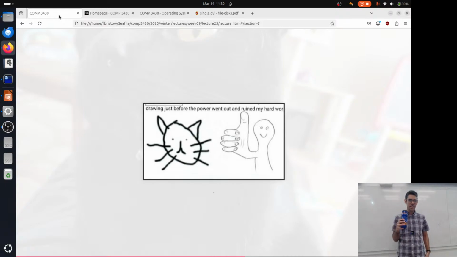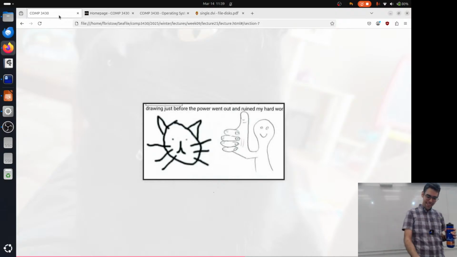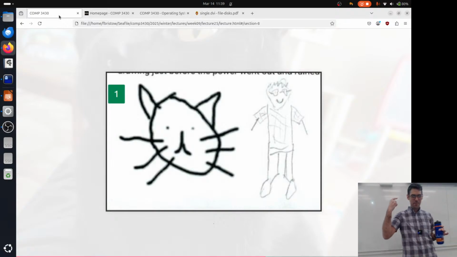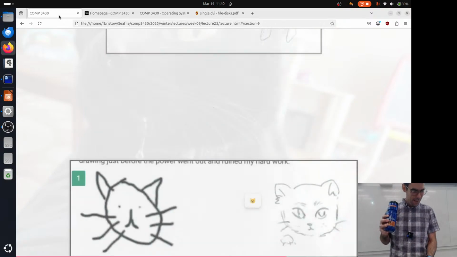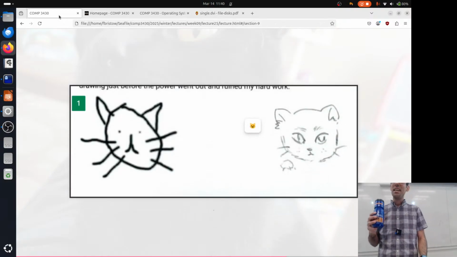This one I liked because of just how ultra realistic the hand is, but then the rest of the body is just like this blob. I like this one because, I don't know, it even matches the shirt that I'm wearing right now, although I don't think I have stick arms. This one was just really nice.